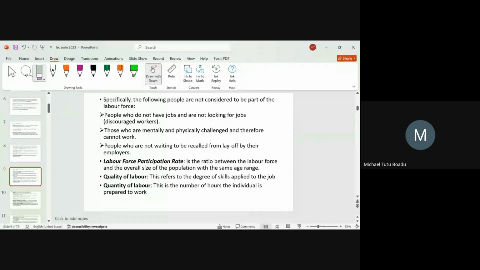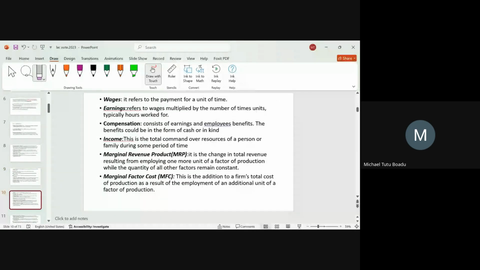But the quantity, we are looking at 2 things. Quantity is looking at the number of hours that you and I will give to a particular job, or the number of persons who are in the labor force. So 2 things: either the number of hours you are willing to offer is what we are interested in, or the number of people who are qualified to be in the labor force. The quantity and the quality. We are still on the basic terminologies.